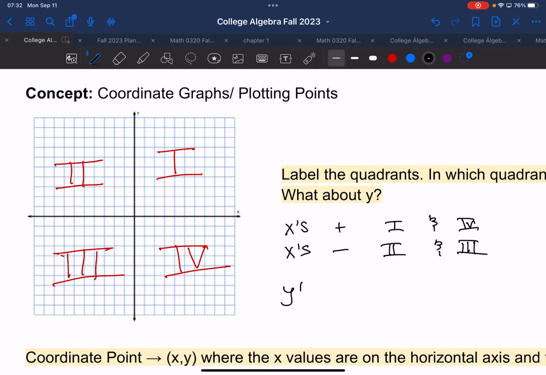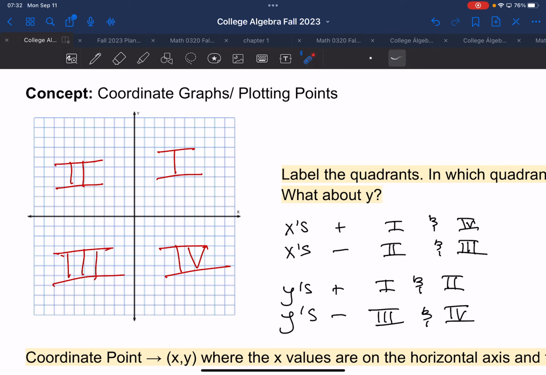Okay, now y's. Where are the y's positive? 1 and 2, because right here is where the y's are positive, and that is shared by quadrant 1 and quadrant 2. And then lastly, where are the y's negative? 3 and 4. So again, that's this part of the graph, and that is shared by quadrant 3 and quadrant 4. So we're going to keep that in mind when we are plotting our points.